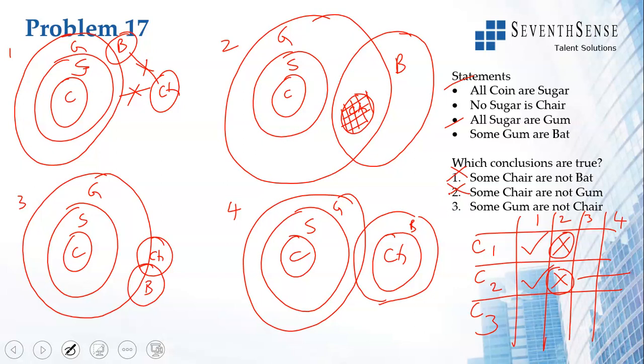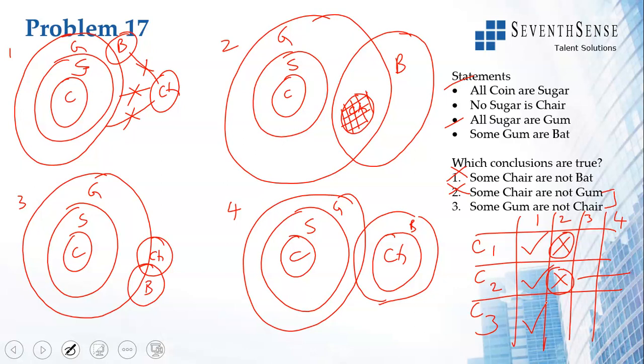Some gums are not chairs. Let us see if that is true. Remember, in the previous one, you can't draw that conclusion. Here, some chairs are not gums is false. Let us see if some gums are not chairs is false also. Here, some gums are not chairs, no connection. Conclusion 3 is true in diagram 1.